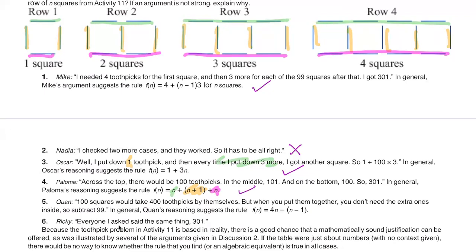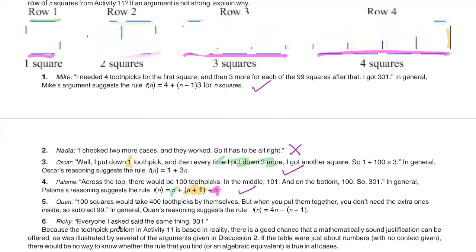I love it. Kwan says 100 squares would make 400 toothpicks by themselves, but when you put them together, you don't need the extra ones inside, so subtract 99. In general, Kwan's reasoning suggests the rule 4n minus the quantity n minus 1. All right, let's take a look.